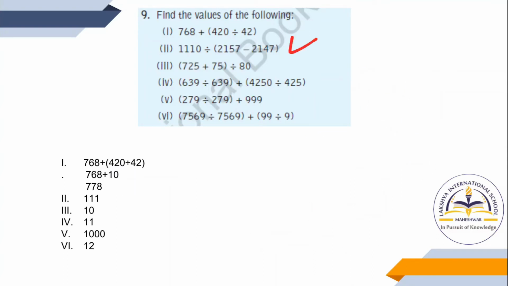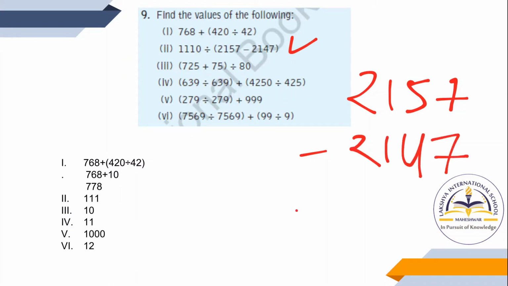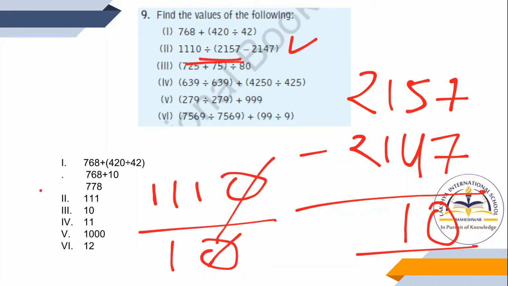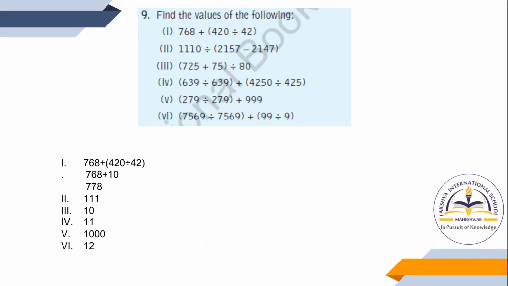Now in the next question you first have to subtract them. 2157 minus 2147. When you subtract them, you will get 10. Then 1110 divided by 10, because here it is divide, so 0 cancels 0, so 1 will be the answer. So like this, first you have to solve the bracket and then you have to add them or divide them, whatever is given in the question.